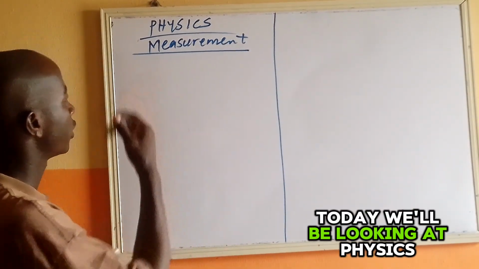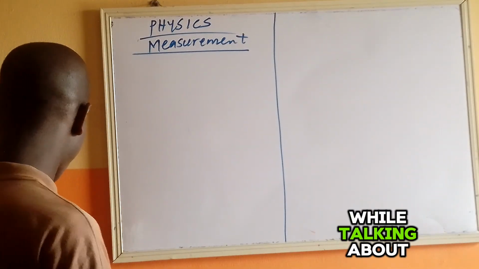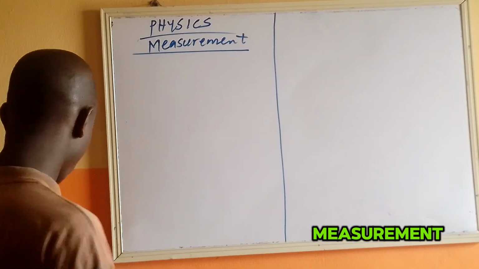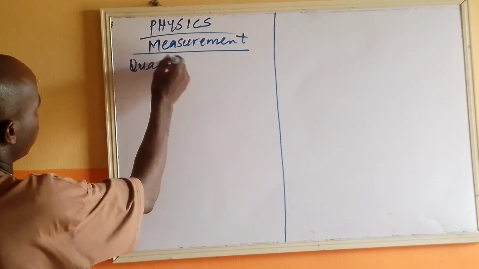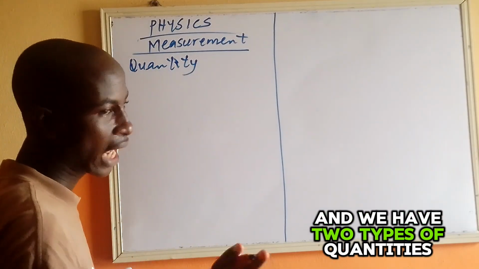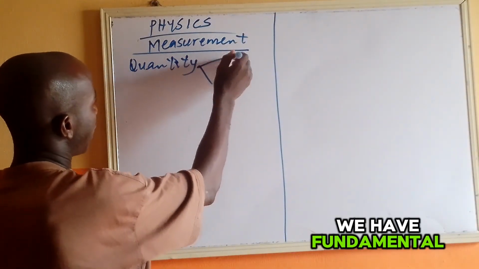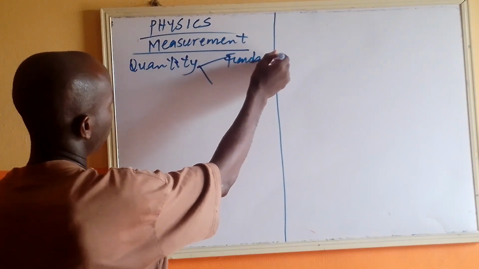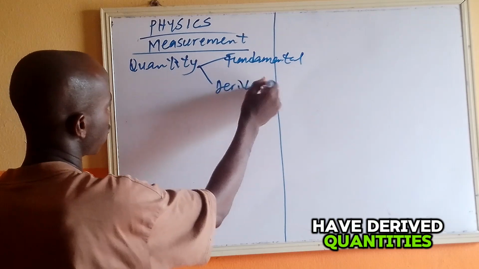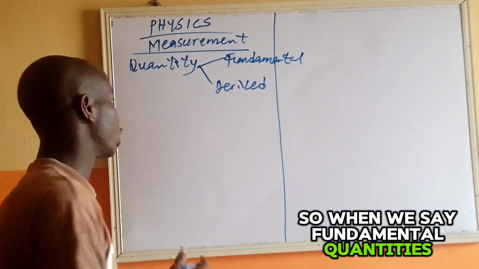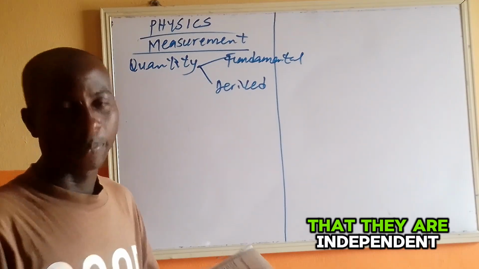Today we'll be looking at physics and then measurement. We're talking about measurement. We will be looking at quantities. And we have two types of quantities in physics we use to measure. We have fundamental quantities, and then we have derived quantities. When we say fundamental quantities, we mean that these are the quantities that are independent.